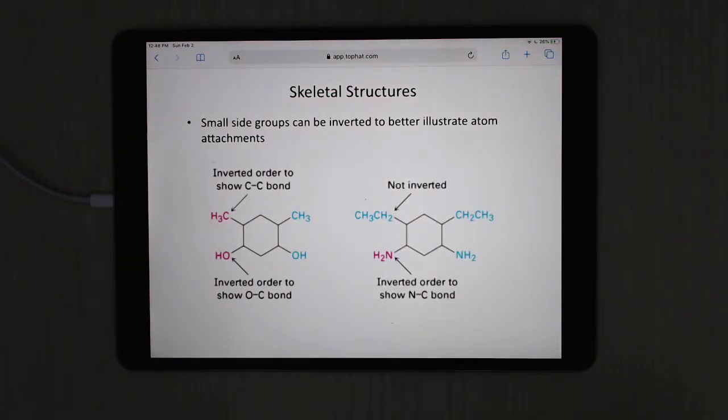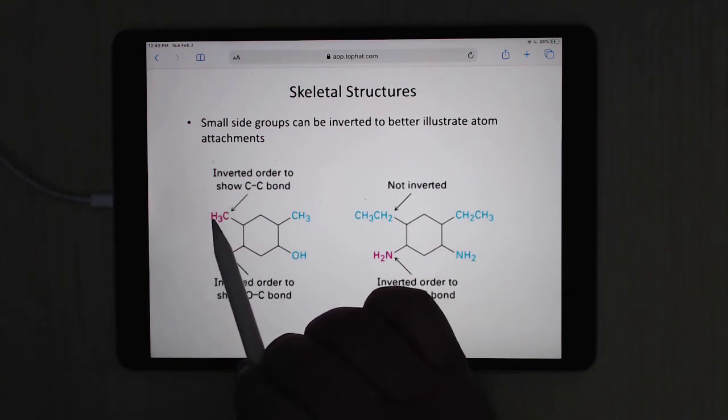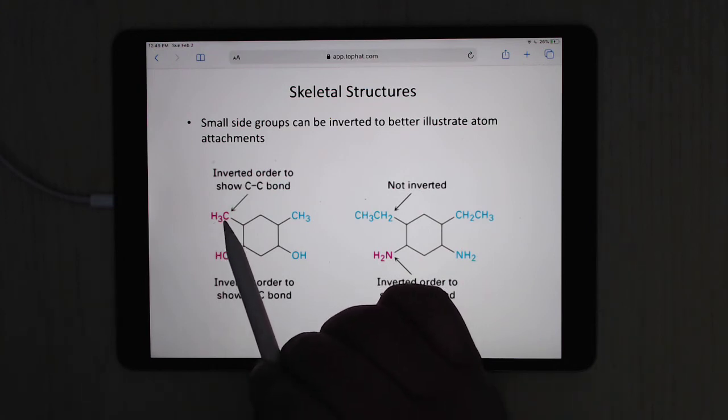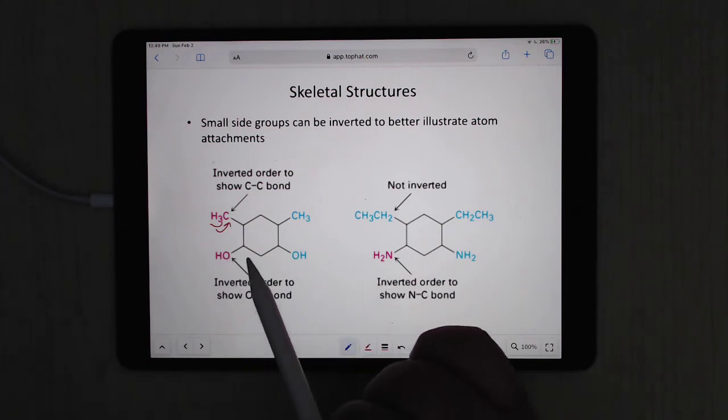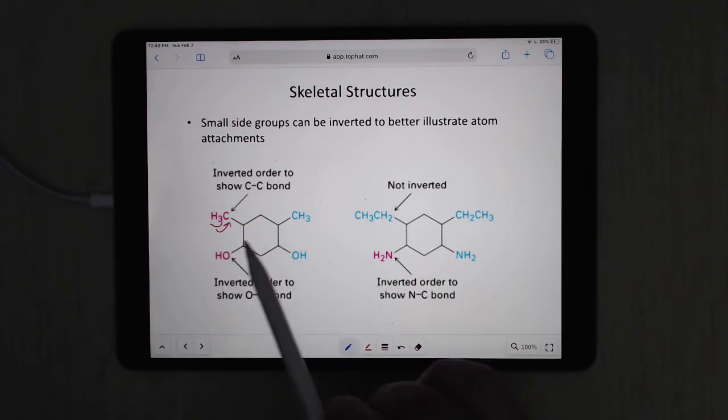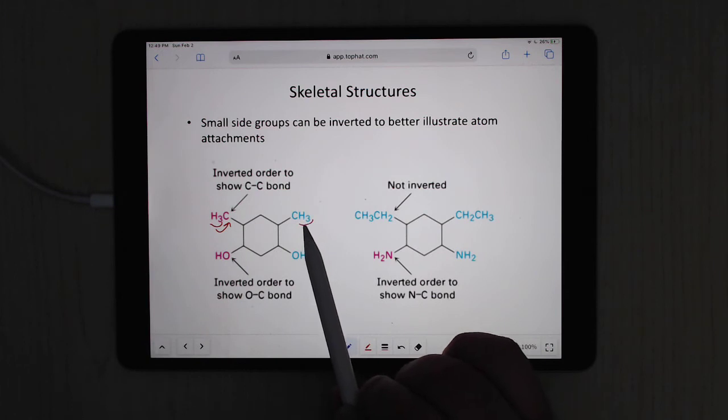Okay, now sometimes you need to be able to combine a skeletal and a condensed structure, especially when we're doing the chemistry and you need to deal with those CH bonds. Sometimes, if the group hanging off is small, you can get an inversion. So these three hydrogens are still going to be on that carbon. Normally it would be like this, right? You would say these 3 are here.